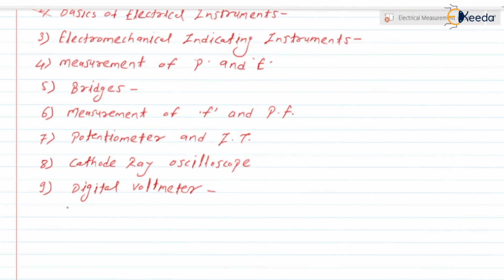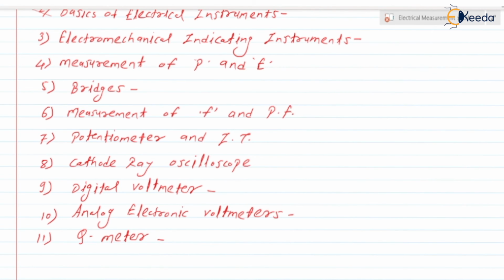Next, chapter number 10 is analog electronic voltmeters. These are electronic voltmeters, but be careful, these are not the digital ones, these are analog ones. And chapter number 11 is the Q meter, which is used for the measurement of the Q factor of a coil as well as a capacitor. This we are going to discuss in chapter number 11.